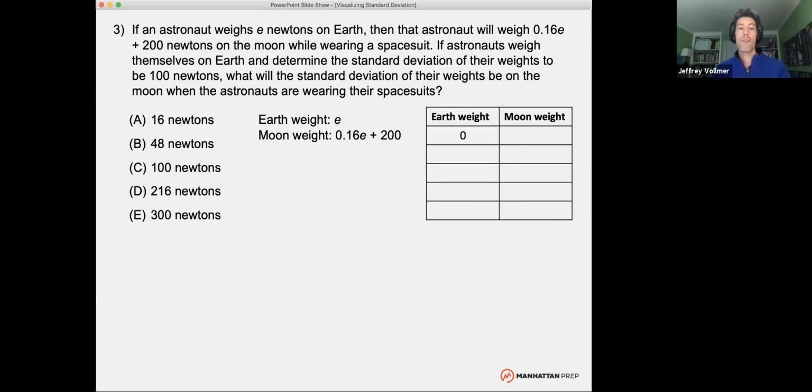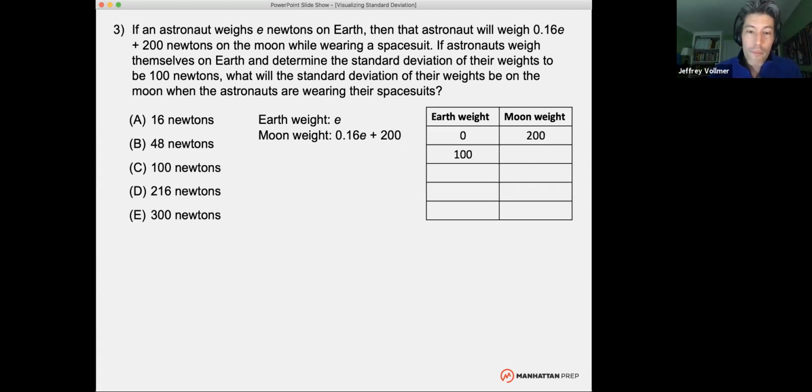Suppose you have a ghost who weighs 0 units. And then on the moon, they also weigh 0 units, but then the ghost has to wear a spacesuit. I don't know why the ghost would have to wear a spacesuit. This wasn't a good example. They're already dead. But they have to wear a spacesuit because that is the rule. And so on the moon, the ghost weighs 200 newtons.